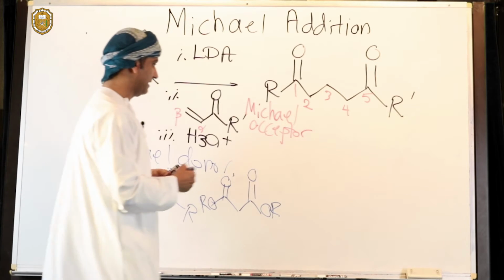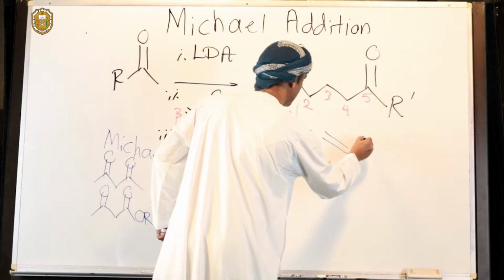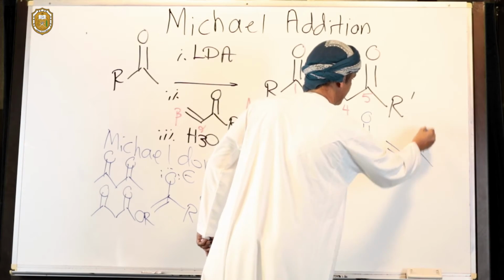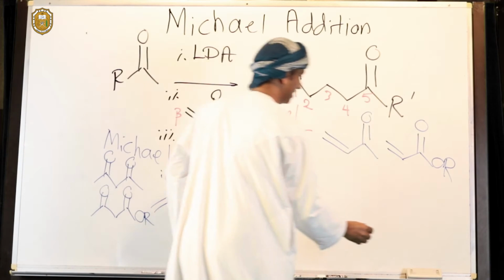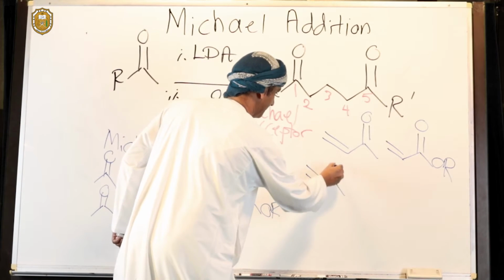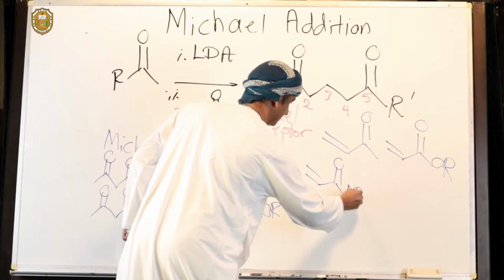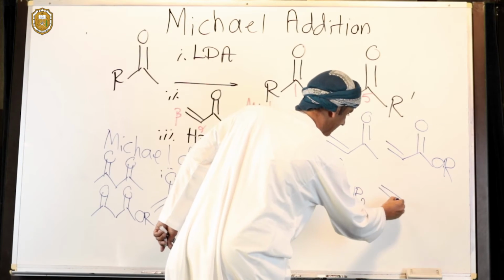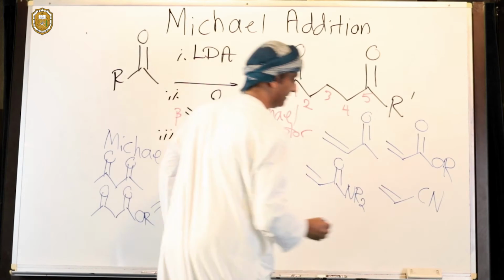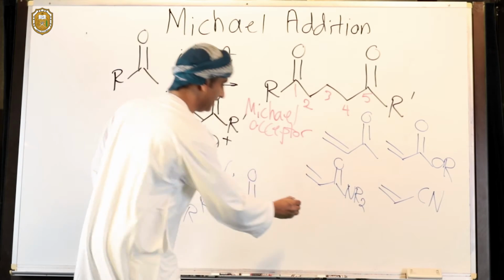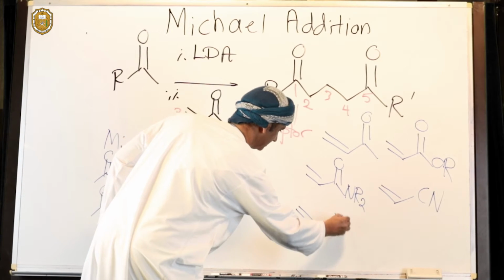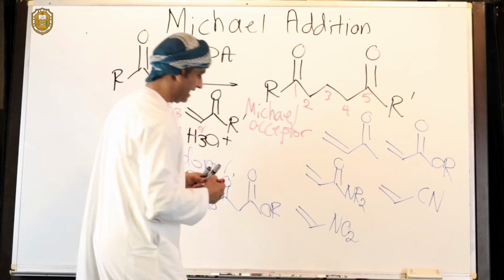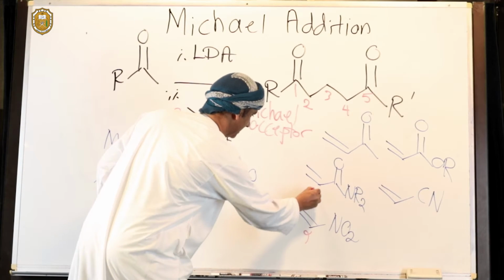So for Michael acceptors, something like ketones, that's possible. Esters, for example, those are also possible. We can have amides, of course, that are substituted on nitrogen. We could have an alpha beta unsaturated nitrile, something like that. Of course, there are also nitroalkenes. So again, all of these are alpha beta unsaturated.